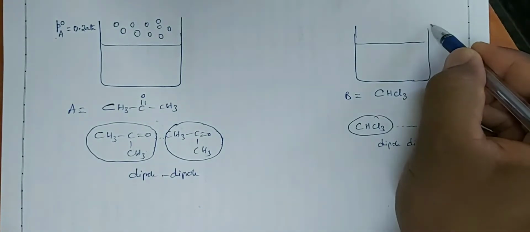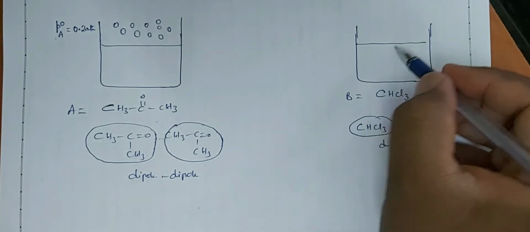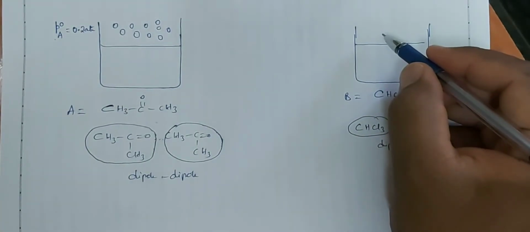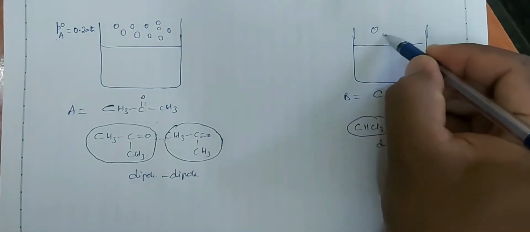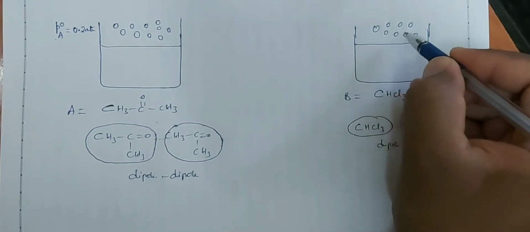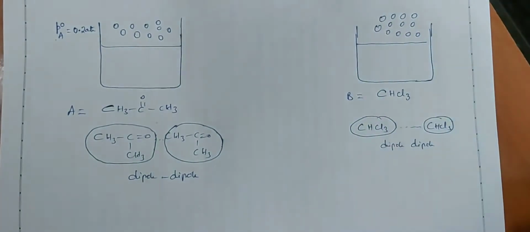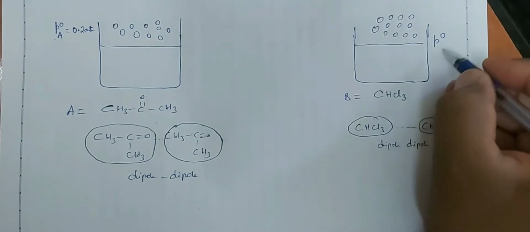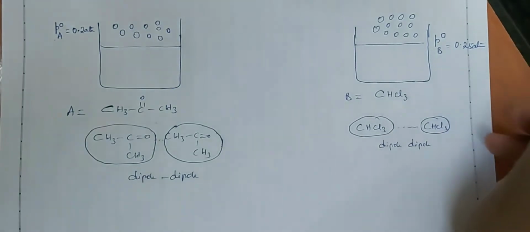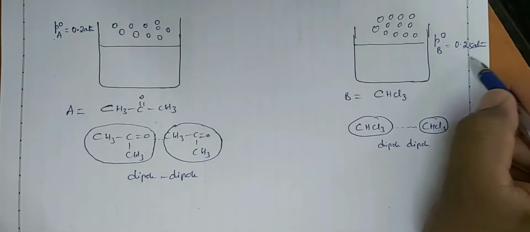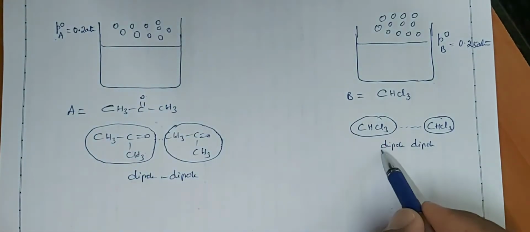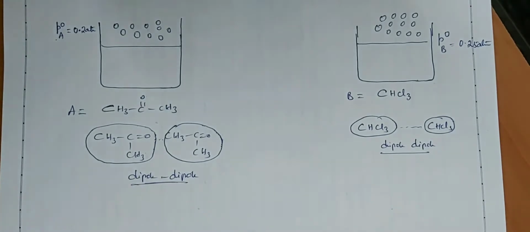In the same way, here chloroform molecules, after some time, some chloroform molecules will be going into vapor state, and that number is also almost like 10. We are going to take 11, 12 like that. 12 molecules are there. Because of the 12 molecules, P naught of B is equal to 0.25 atmosphere. This is normal condition, because of these dipole forces, here also dipole forces.